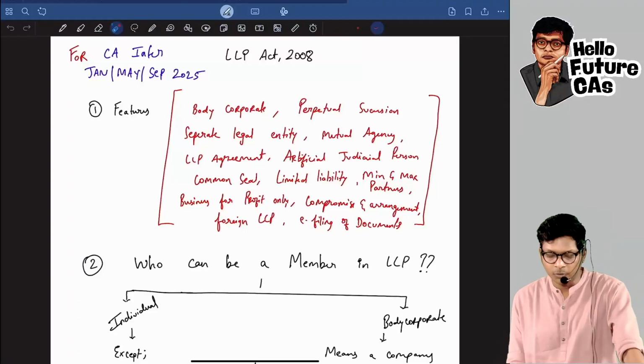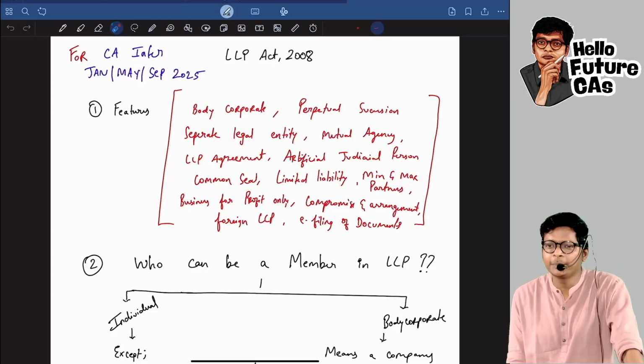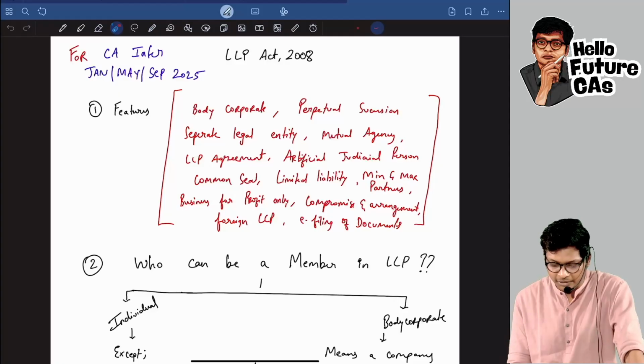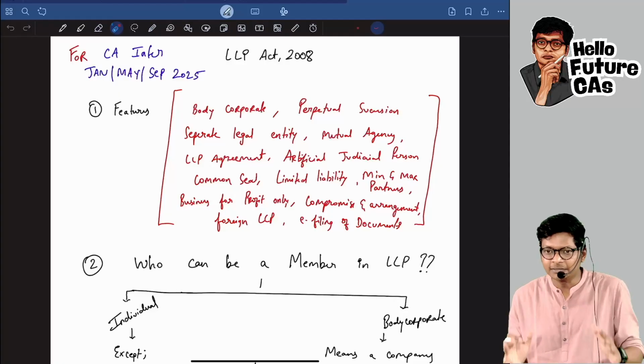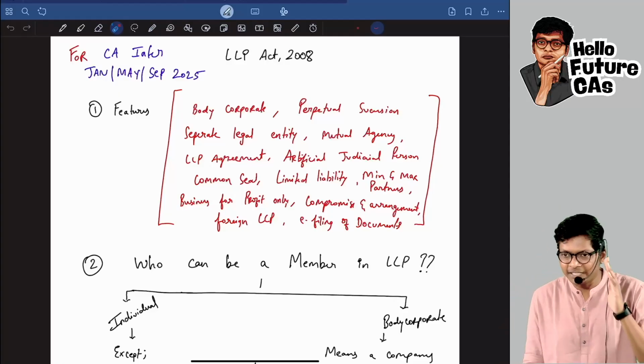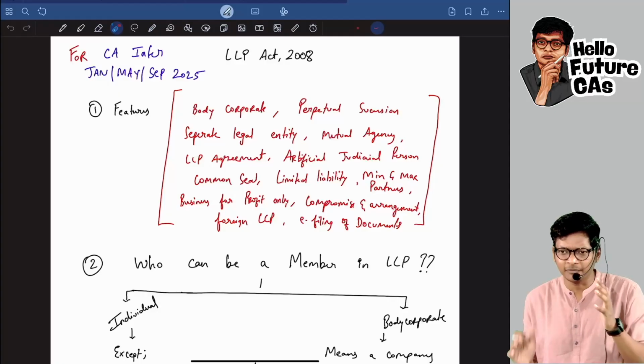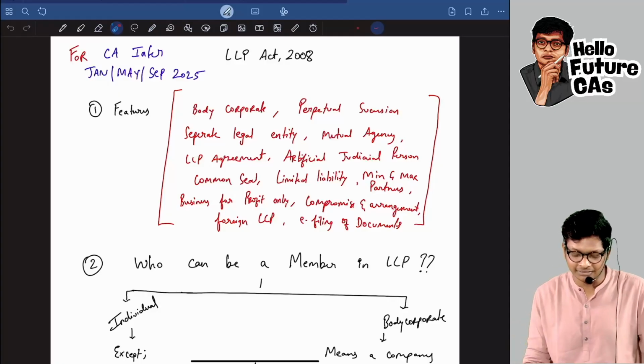So hi guys, welcome to the revision of LLP Act. Now LLP Act, when it comes in study material, it's a pretty big one, but it's a very scoring one for you guys in exam where you can easily get 10 marks in the exam.